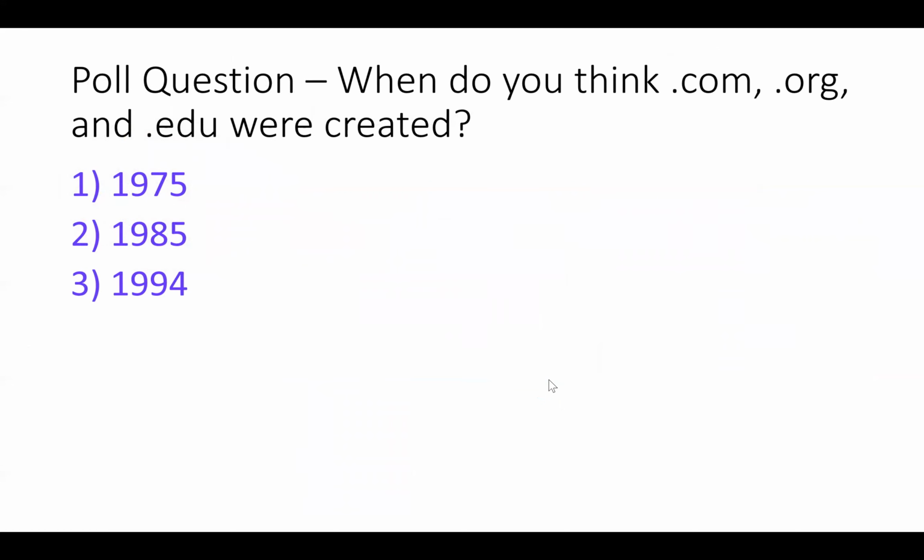So poll question, when do you think .com, .org, and .edu were created? 1975, 1985, or 1994?